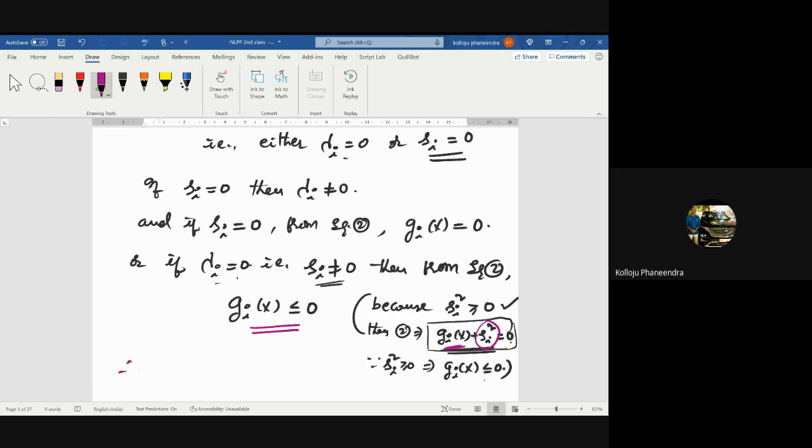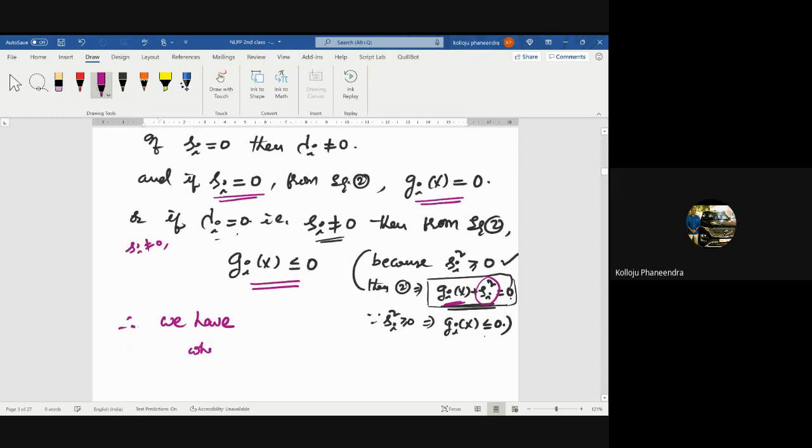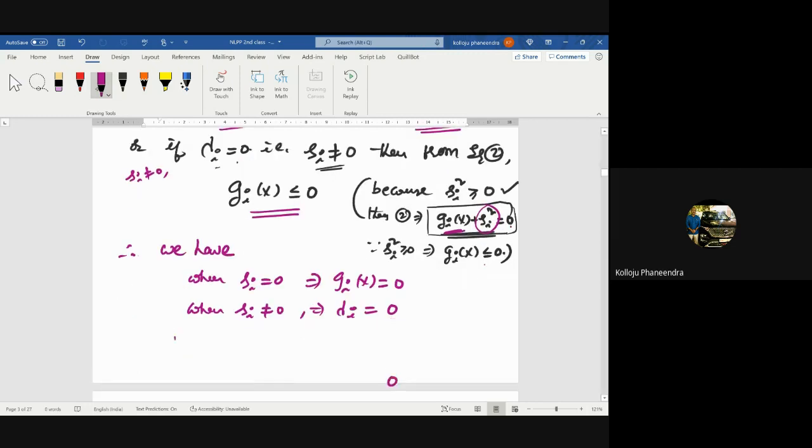Therefore, together what do we have? What is the first condition? When s_i equal to 0, g_i(x) equal to 0. When s_i is not equal to 0, that means lambda_i equal to 0. Let's remember, therefore when s_i equal to 0, g_i(x) equal to 0, and when s_i not equal to 0, we have lambda_i equal to 0.